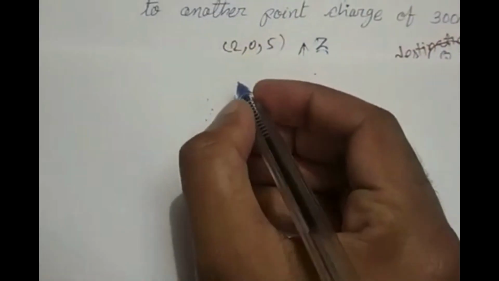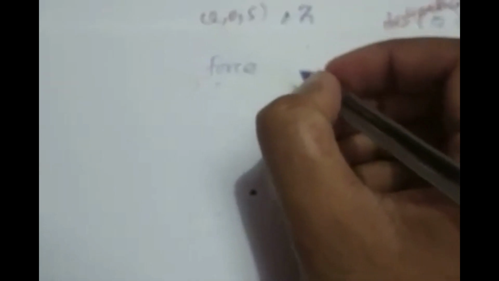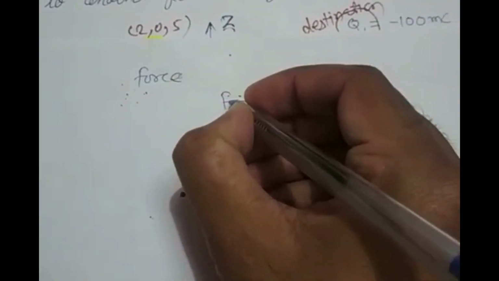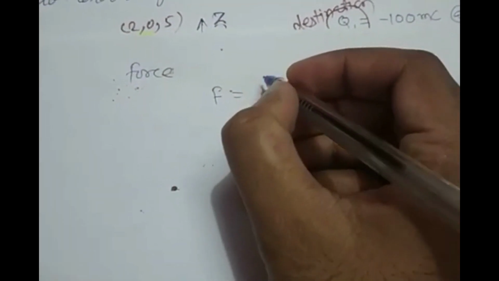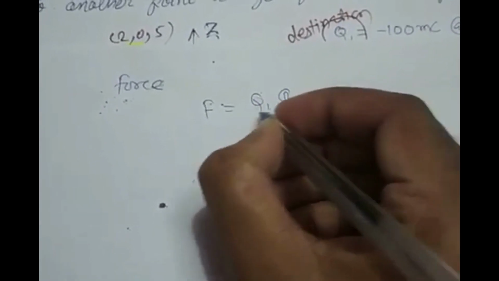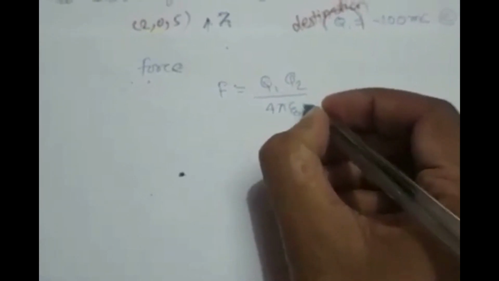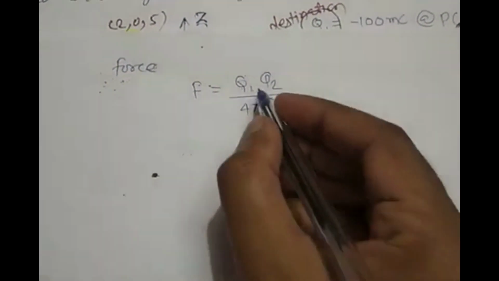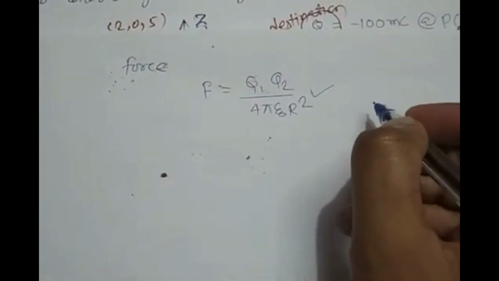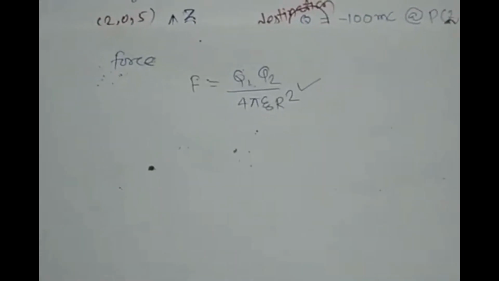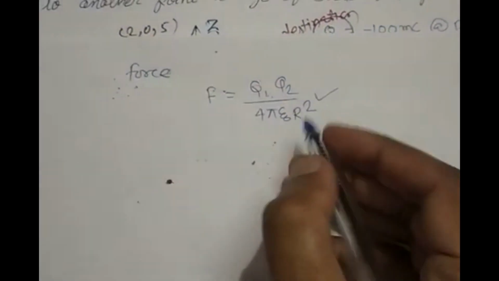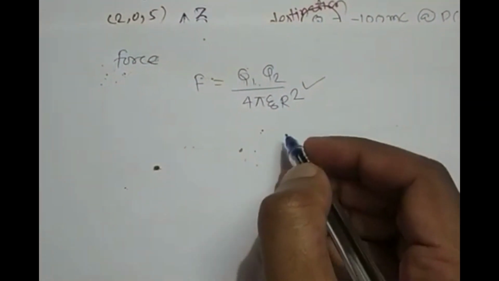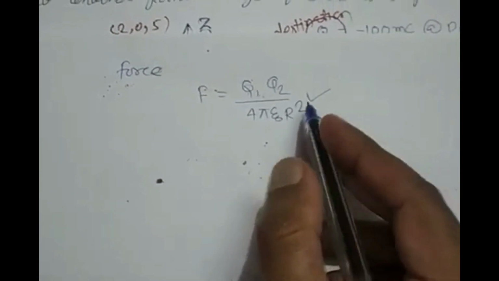So now what is our remaining task? We have to calculate the force using Coulomb's law. So what is Coulomb's law? Coulomb's law is force equal to Q1 Q2 divided by 4 pi epsilon naught r square. So if we have to calculate only magnitude, we can simply keep these values, or if we want to calculate the vector form, we have to keep it in the formula for vector form. So let us calculate magnitude first.